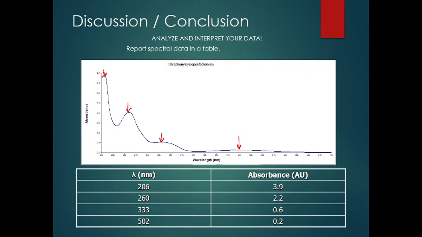So if we want to determine the relative conjugation of tetraphenylcyclopentadienone versus the product, we would simply look at the UV visible spectrum of the product. What is the wavelength of the peak, that one with the longest wavelength? We simply compare the two. Whichever one is absorbing at longest wavelength, that is the more conjugated molecule. So the UV visible spectrum is giving us information about the conjugation of TPC versus product.